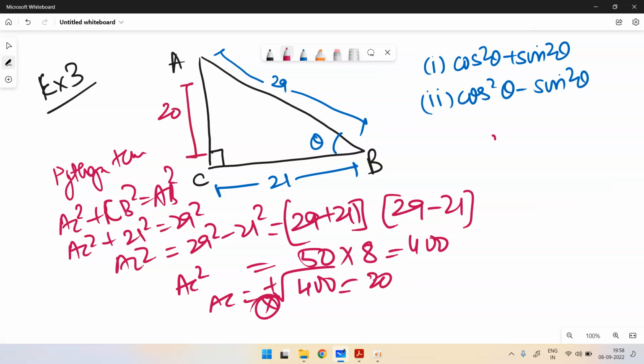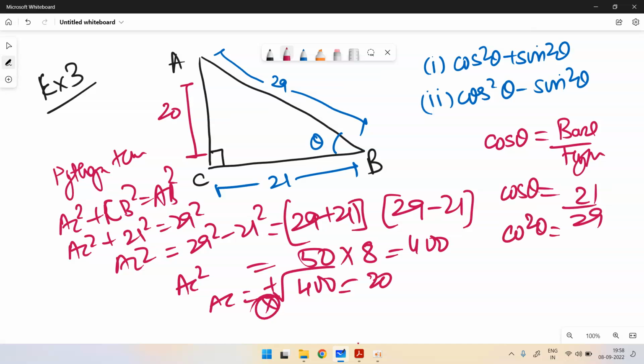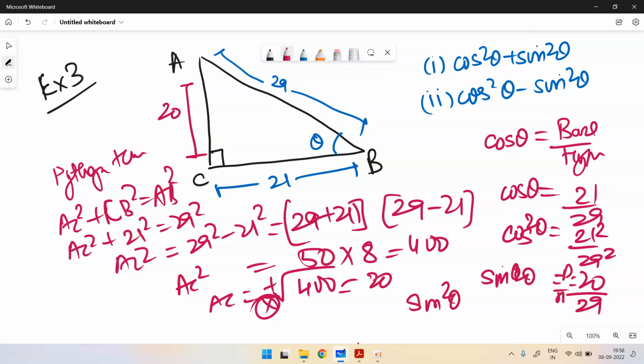Now what is cos theta? From this diagram you can say cos theta is base by hypotenuse, which is 21 by 29. So cos square theta is 21 square by 29 square. Now what is next is sine square theta. Sine theta from the diagram is perpendicular by hypotenuse, which is 20 by 29. So sine square theta will be 20 square by 29 square.